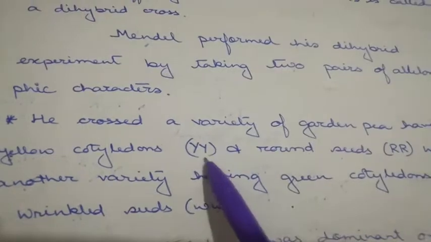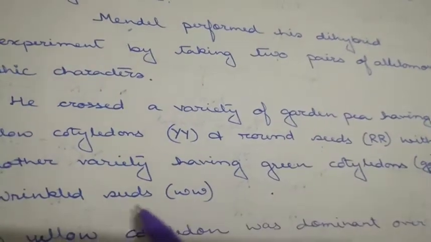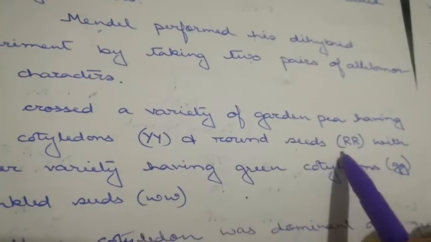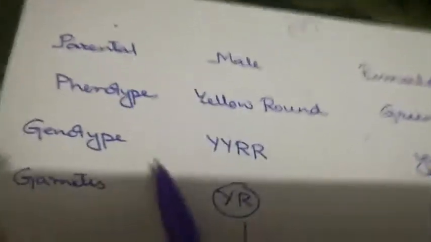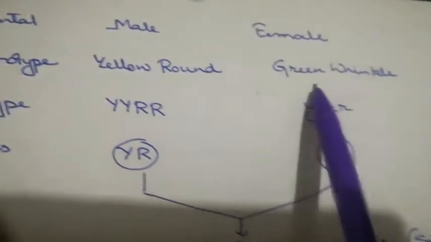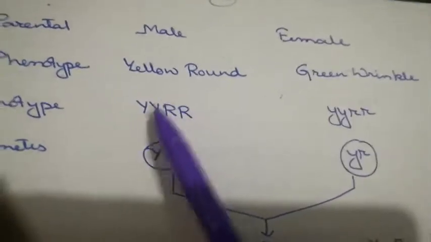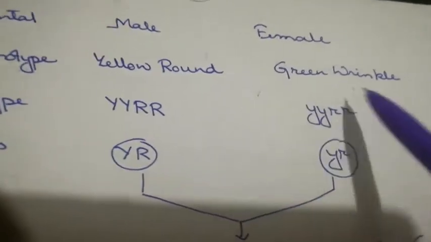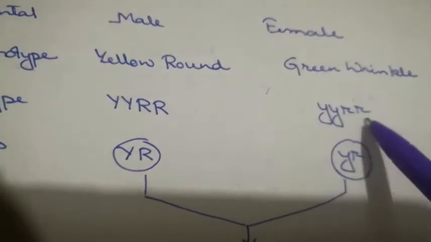The genotype for yellow color was capital Y, green seed was small y, and that of round seeds were capital R and wrinkle seeds were small r. Now, if we see the cross, this is the cross between male and female parent. The phenotypes are yellow round and green wrinkle. Now, the genotypes for yellow round are capital Y, capital Y, capital R, capital R. Green wrinkle is small y, small y, small r, small r.